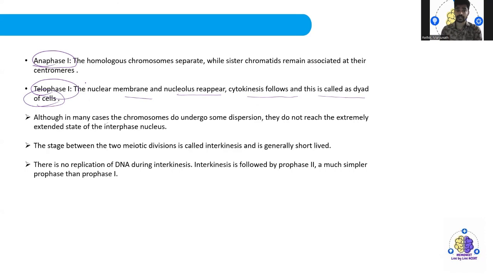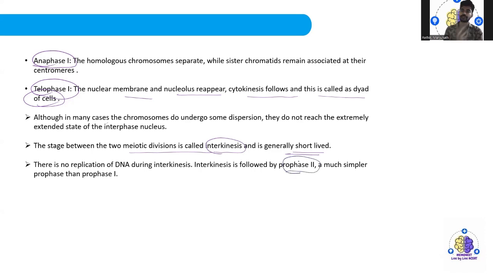Although in many cases the chromosomes do undergo some kind of dispersion, they do not reach the extreme state of the interphase nucleus. So the stage between the two meiotic divisions is called interkinesis and is generally short-lived, a short period of time. There is no replication of the DNA here during the interkinesis. It is followed by prophase 2.